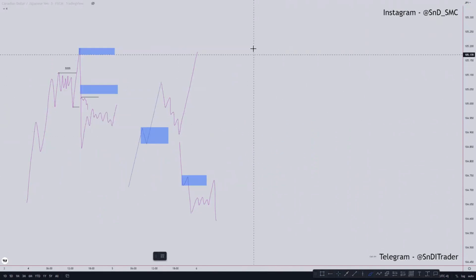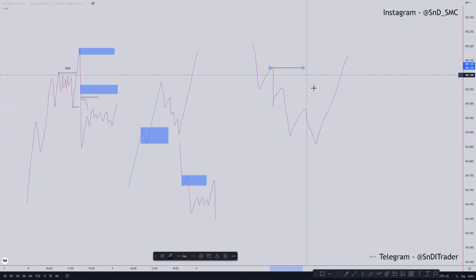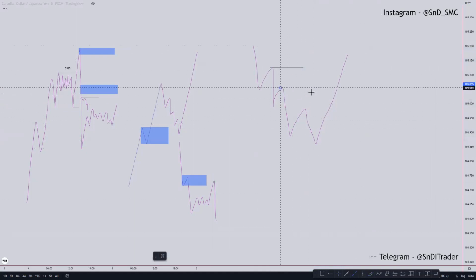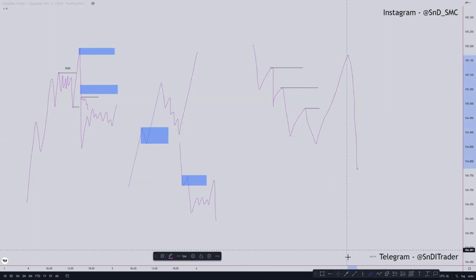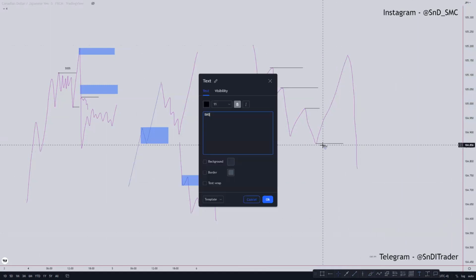Just for instance, if price is making lower low, lower high, lower low, lower high, lower low, lower high, lower low, and a higher high. So you see this higher high has taken out all those liquidity from here, all those liquidity from here. And if that high has taken out the last low, that will be a form of BMS. So that will be considered as a BMS.